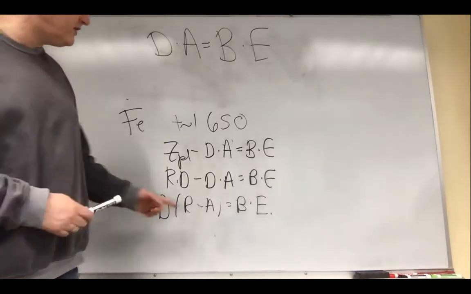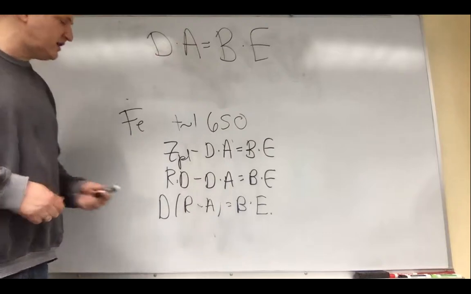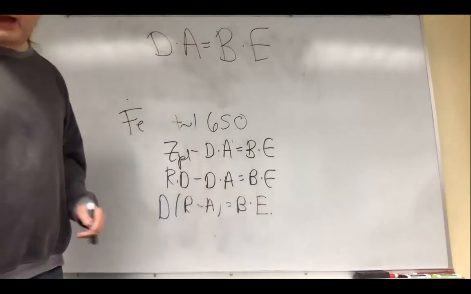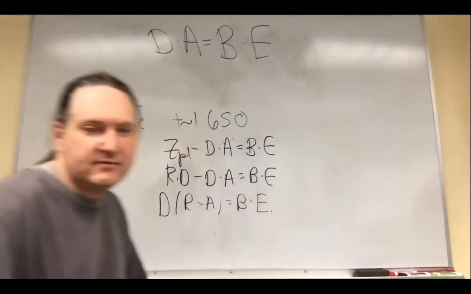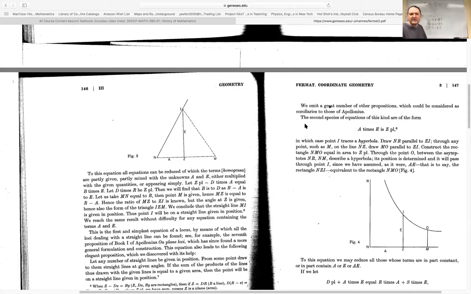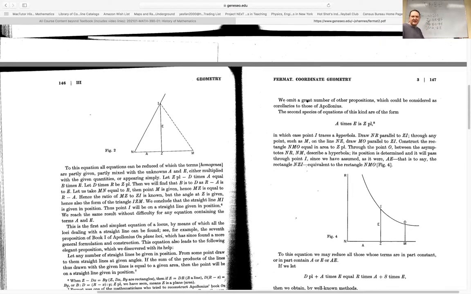Notice what we have here is something very similar. It's still a linear equation. If you put x and y here, you'd be happy and recognize that, and it wouldn't disturb you, I do imagine. All right. The next thing he talks about, he says we omit a great number of other propositions in typical Fermat being busy and not doing everything style.